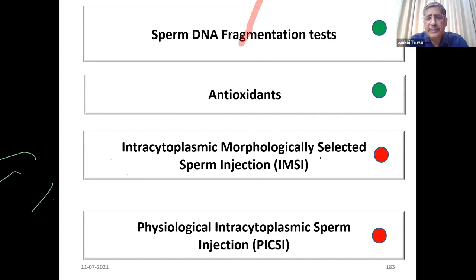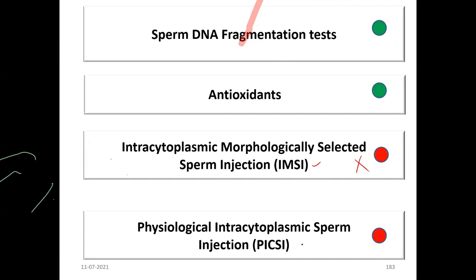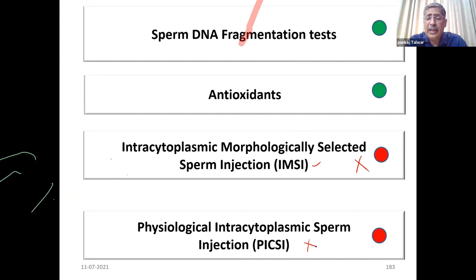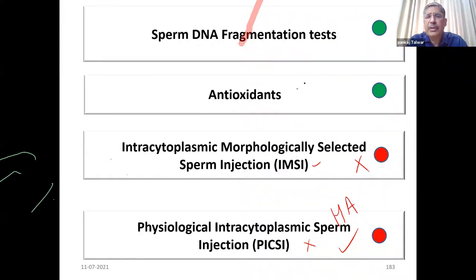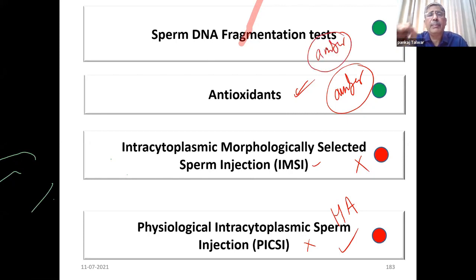So IMC and PIC-C. IMC, high magnification, is red, not recommended. PIC-C is not recommended. In case the patient has a previous fertilization failure, then we can do PIC-C, but don't offer it in every patient. It costs money. And this basically works with the hyaluronan binding method. Antioxidants, we have evidence that we can use them selectively in the male, though it is given in amber. It is given in amber, but I think that new evidence says we can use it. DNA fragmentation is in amber, but I say green because we should know how to pick up the patient. Because we have good patient selection, this can be done for all the patients.